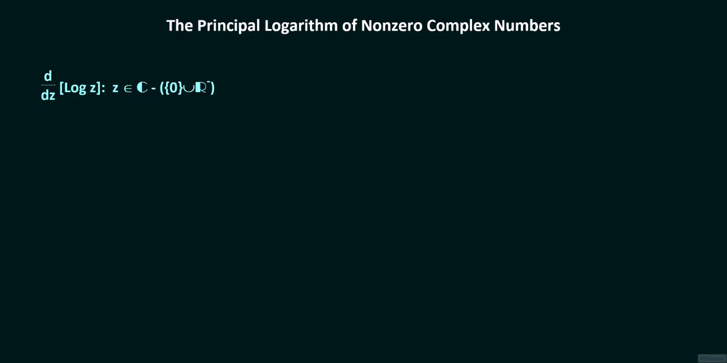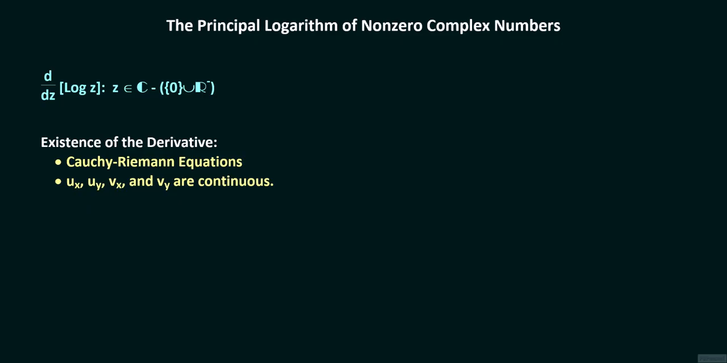Before we try to find the derivative of the principal logarithm function, we must first show that the derivative exists. It would make little or no sense to look for the derivative if it were to turn out that it did not exist. We prove the existence of the derivative in two steps. First, we show that the principal logarithm function satisfies the Cauchy-Riemann equations. And second, we show that the partial derivatives u sub x, u sub y, v sub x, and v sub y are all continuous within the domain of the principal logarithm function.